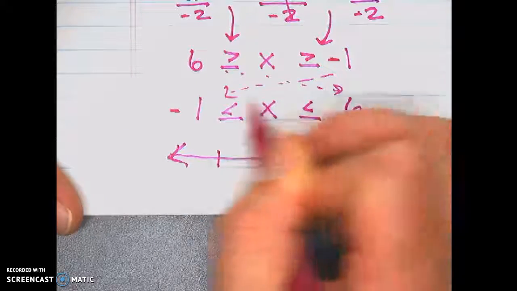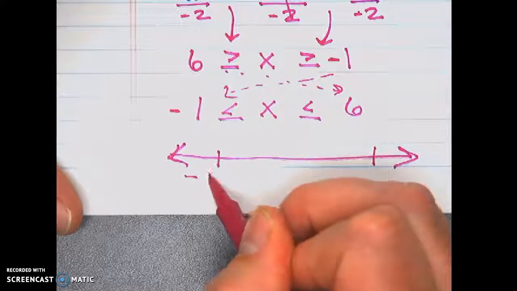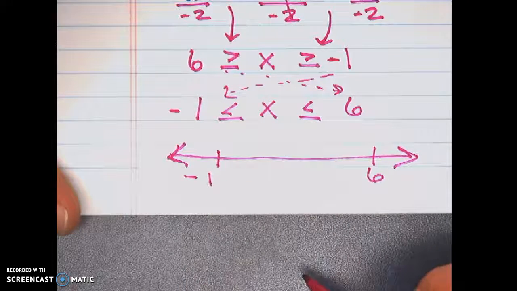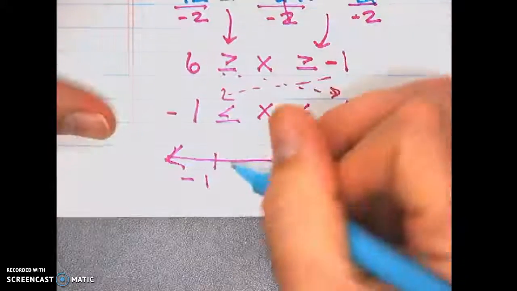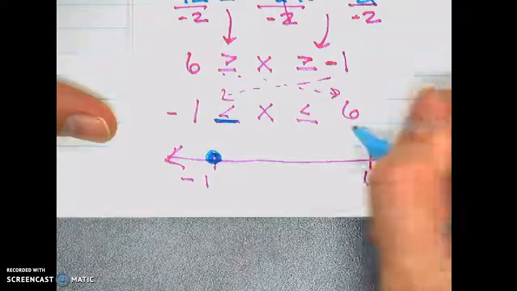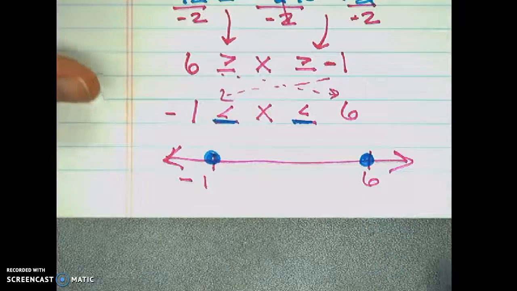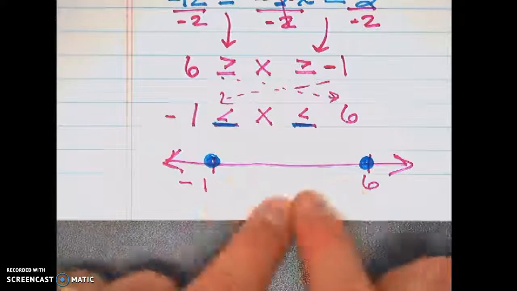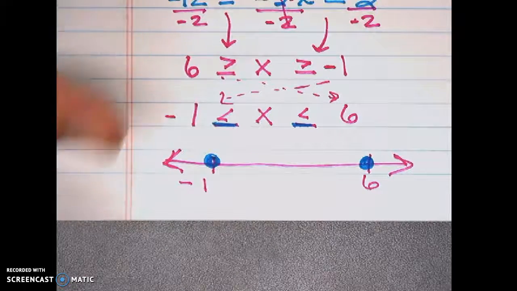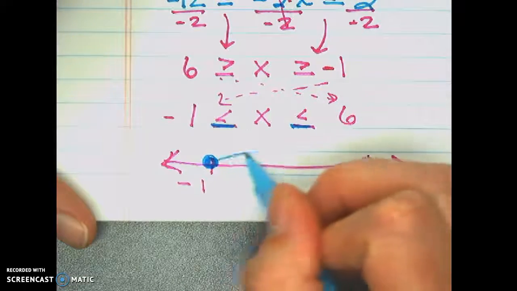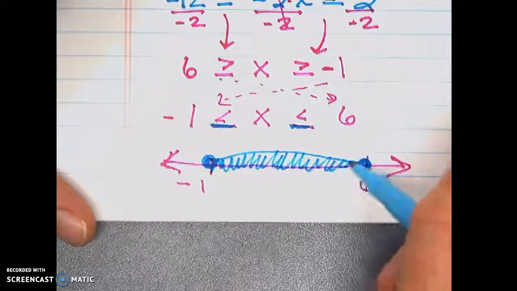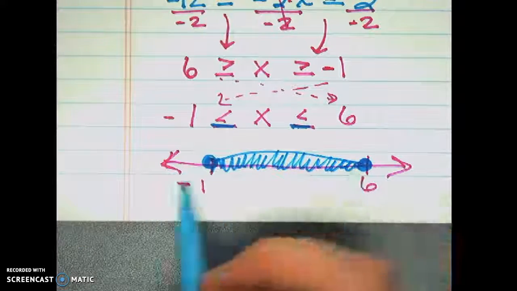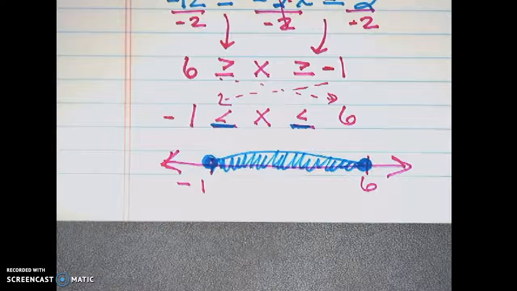As long as you understand what this means, my answers are between -1 and 6. Pay very close attention to your open and closed circles. These ones are closed because it has the equal sign underneath them. And then my answers are in between -1 and 6. The answers are in between there. So some people like to just draw arrows like this. Some people like to shade it all in. As long as you know that all the answers are between -1 and 6, then you should be fine.